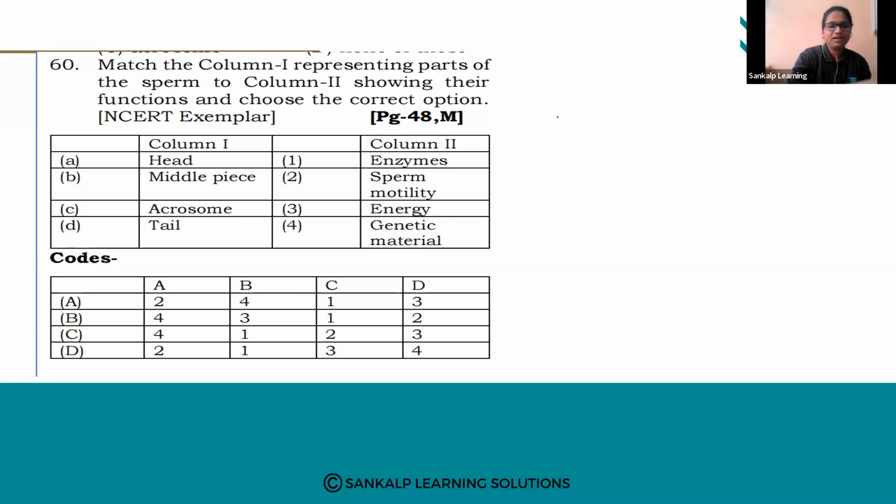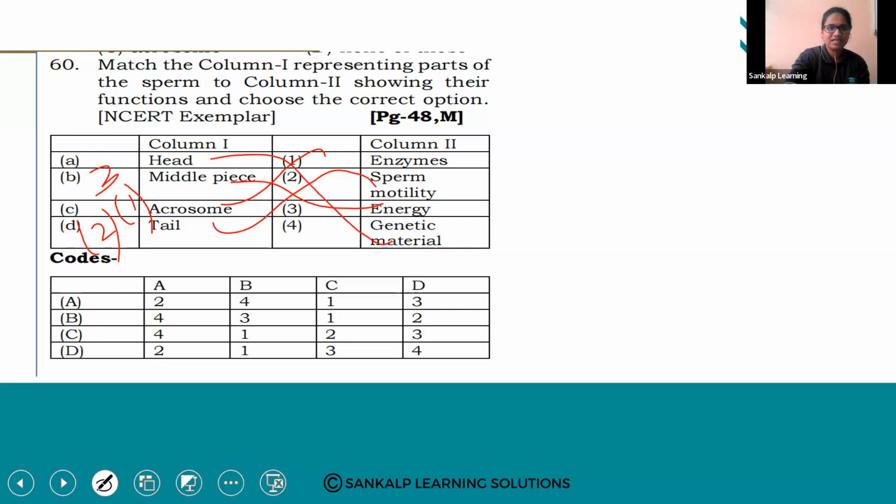So, see here. Let us take tail first. Tail helps in sperm motility. So D is 2. Then acrosome will be having the enzymes. C is 1. Middle piece will provide energy. So B is 3. Then head will be having genetic material. That is 4. 4, 3, 2, 1.